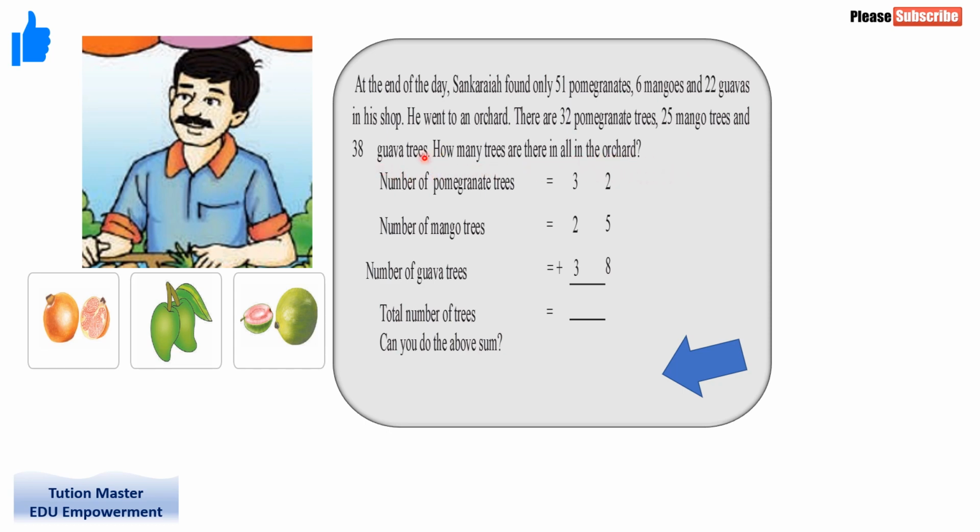What is the question? How many trees are there in the orchard? Okay, this is the question. So now, shall we solve this? Yeah, we'll solve. First thing, I told you, whenever you get this type of problem, how do you have to write? So segregate. This is ones and this is tens. Right? Yes, I'll be explaining this.